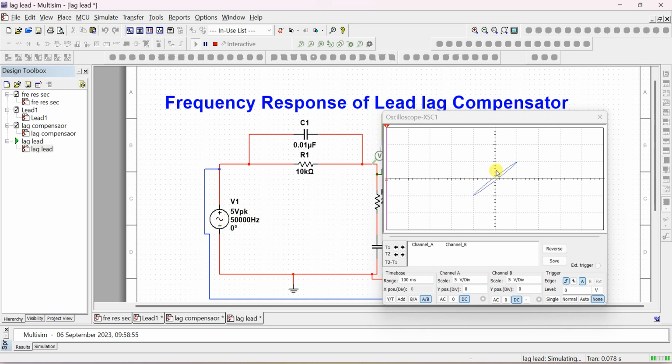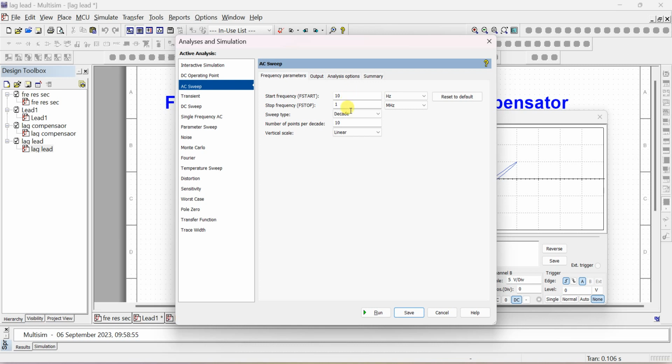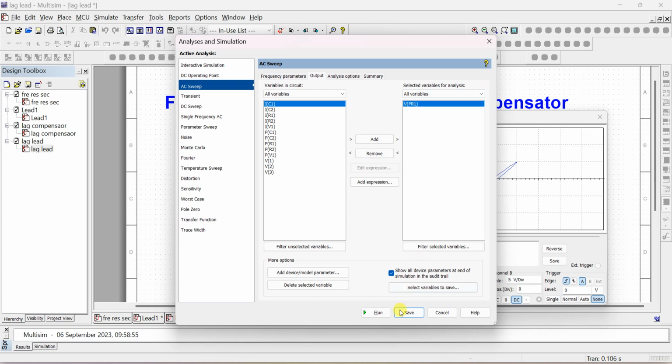To find the overall frequency response of the system, you can keep this frequency any one and you have to plot the frequency analysis and simulation, then AC sweep, starting frequency 10 hertz, stop frequency 1 megahertz. This can be decade, and the vertical scale can be decibel or anything you can take. I checked all of them, and in all of them the same thing is coming. I am placing in decibel. Output should be voltage across the probe, where the probe is connected across the output, and run it. So you're going to get like this.